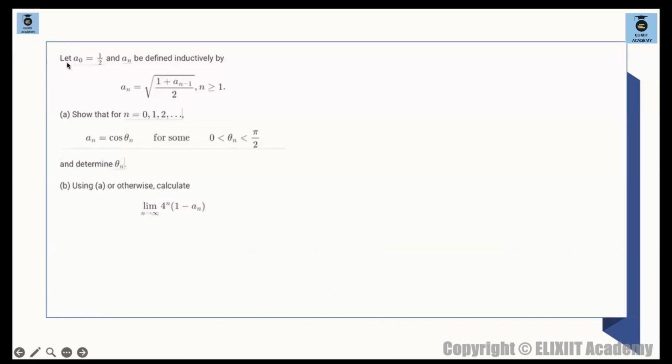Look at the next question. Next question says a naught is half. An we define inductively by this quantity: an is square root of 1 plus an minus 1 divided by 2. So some recurrence is given, and also they have said to show that for n equal to 0, 1, 2, 3 and so on, an is cos theta n, where theta n lies between 0 and pi by 2.